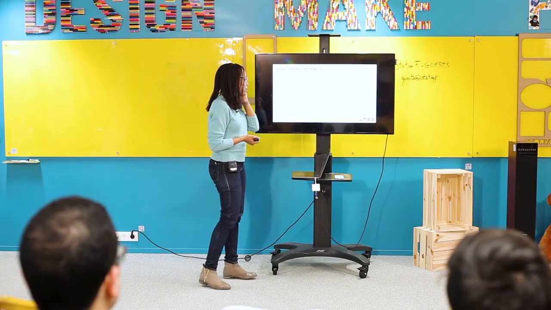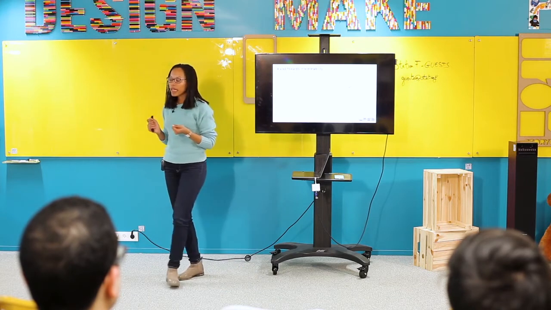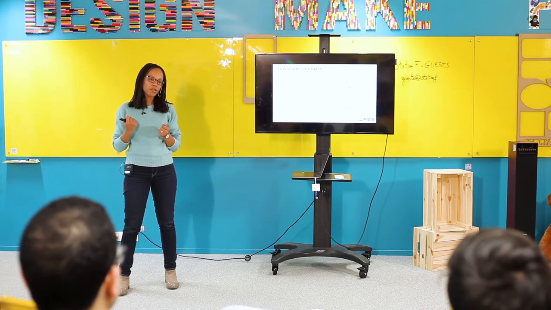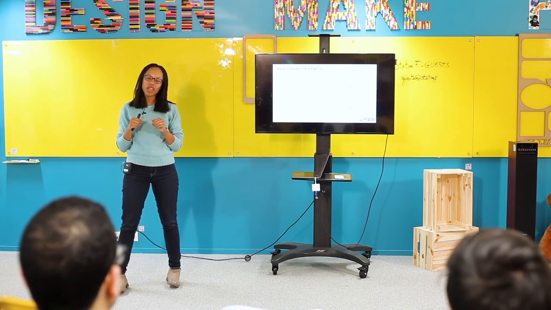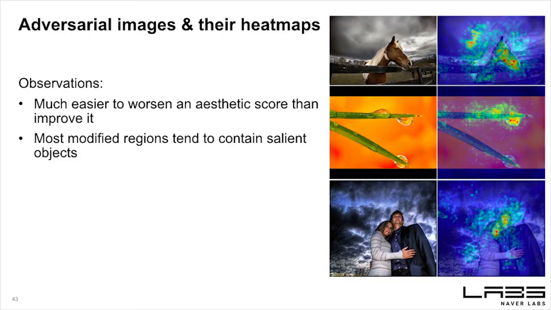So what we propose is what we call an adversarial approach. What we try to do is say, okay, I have an image with a certain score. If I wanted to make it better or worse, where would I need to change? Which regions of the image would I need to change in order to do that? So here I'm just going to show you some qualitative results.